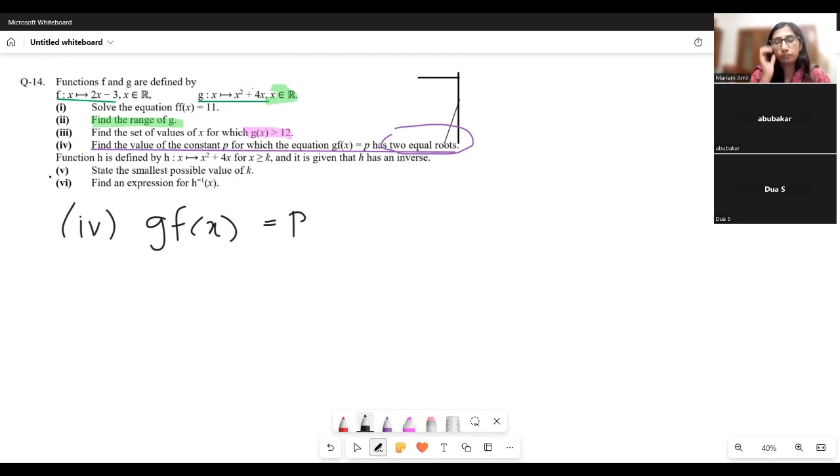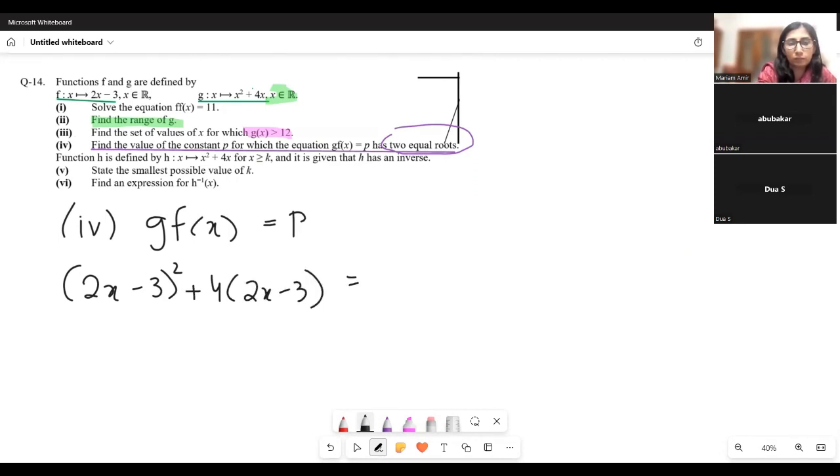One minute. Don't tell me the direct final answer, I won't know whether it's right or not. Just tell me the first step. (2x minus 3) whole squared plus 8x minus 12. Plus 4 times (2x minus 3), okay. And then we equate this to p.